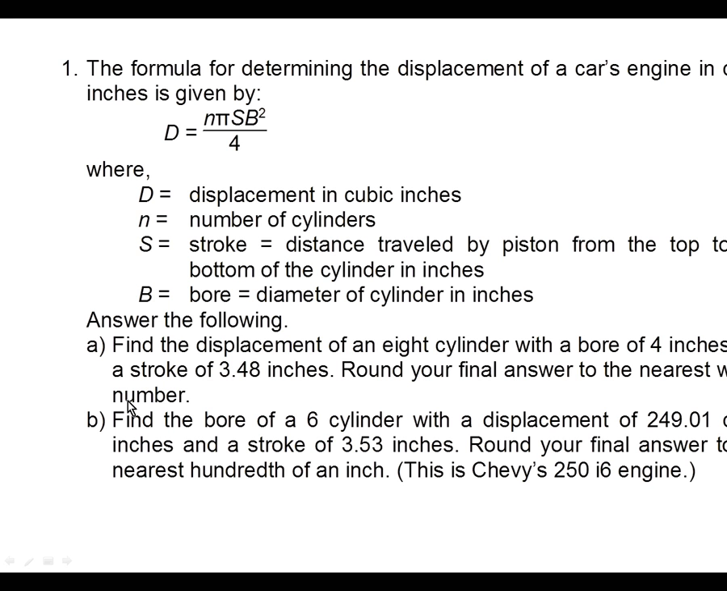So it says answer the following. Part A: Find the displacement of an 8-cylinder engine with a bore of 4 inches and a stroke of 3.48 inches. Round your final answer to the nearest whole number. My slides for some reason are chopped off here on the right. Question B: Find the bore of a 6-cylinder engine with a displacement of 249.01 cubic inches and a stroke of 3.53 inches. Round your final answer to the nearest hundredth of an inch. This is actually Chevy's 250 inline 6 engine. When we do part A, you'll discover what this one is.